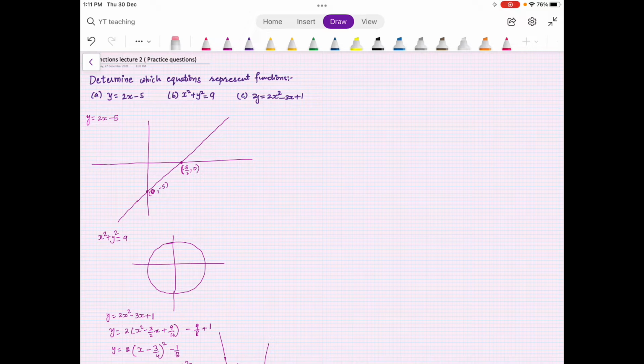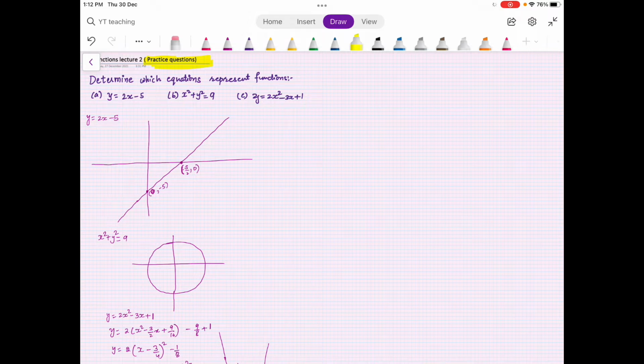In the last video, we saw the meaning of a function, the mathematical definition of a function, and some of the tests we can apply to check whether a given relation is a function or not. So in this video, we are going to do some practice questions, which I have taken from the Nelson book.